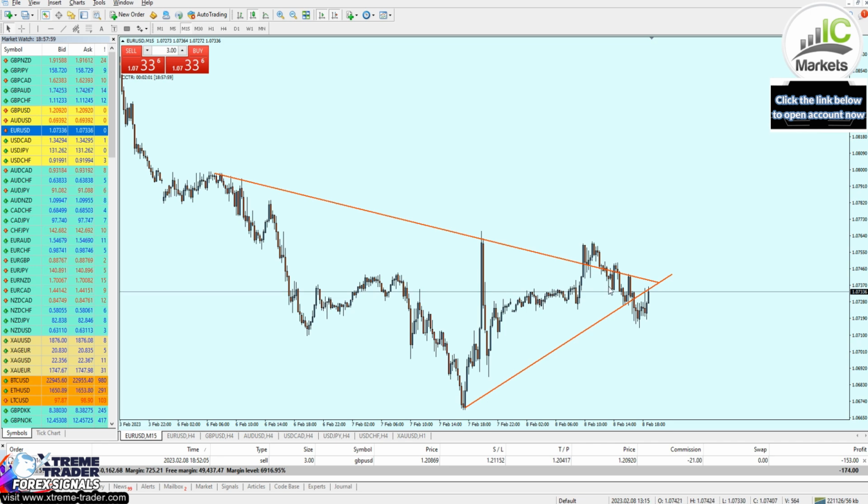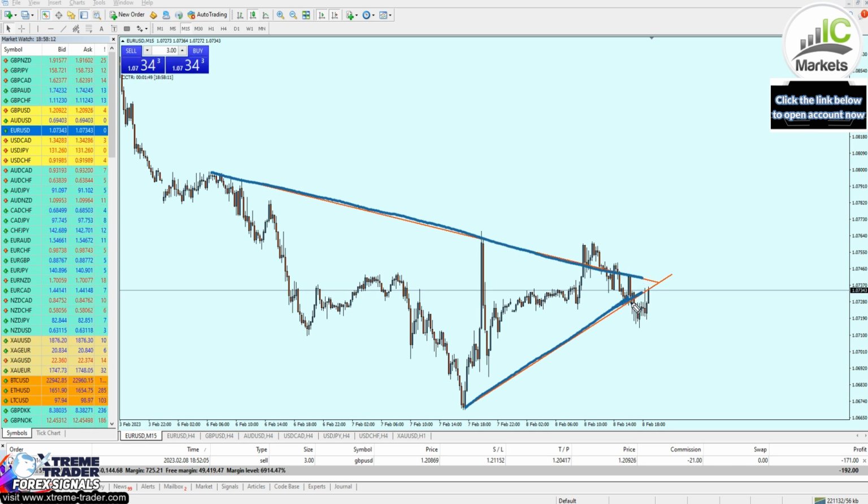Now, the first thing that we need to focus on right now, for example, right here, is a valid setup. As we can see, the market has been trapped inside of this triangle, and now the market has made a bearish breakout from it, and now it's retesting the level of this broken support trend line. Now we can actually place the sell order.